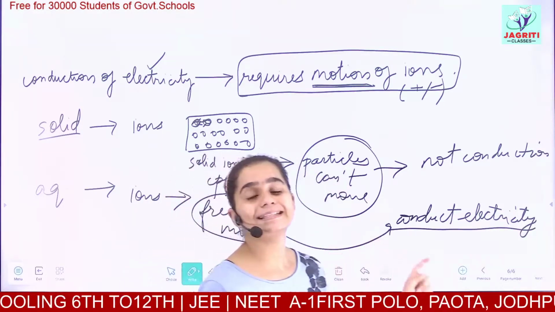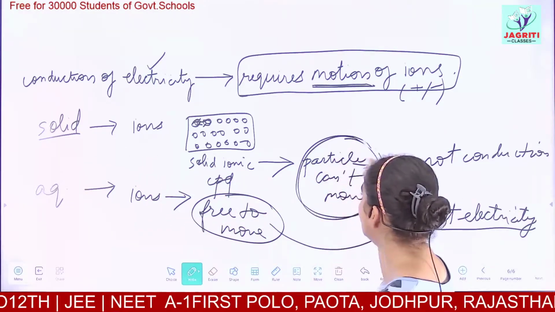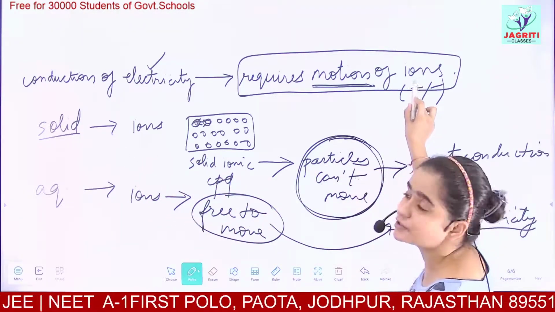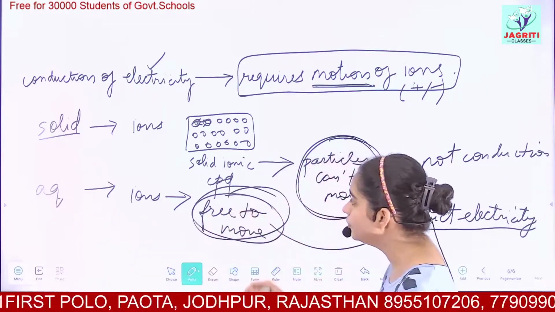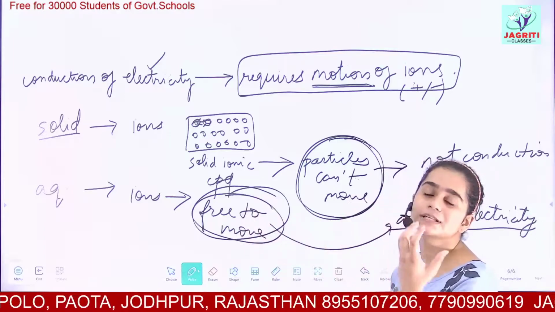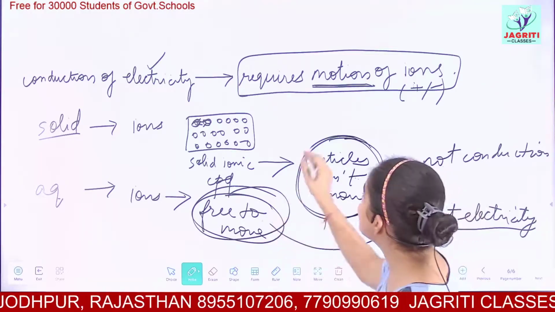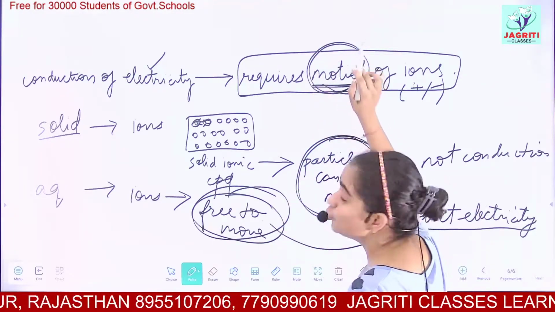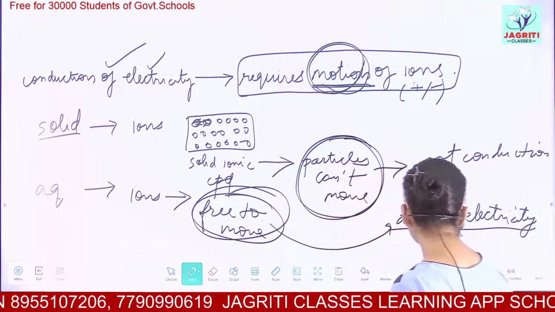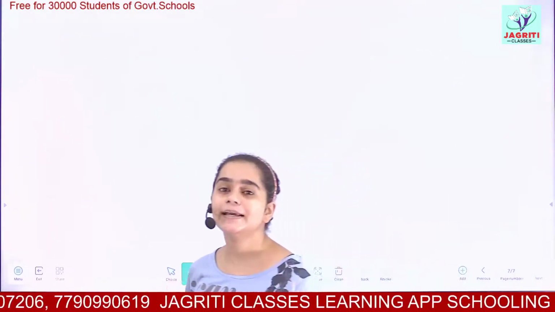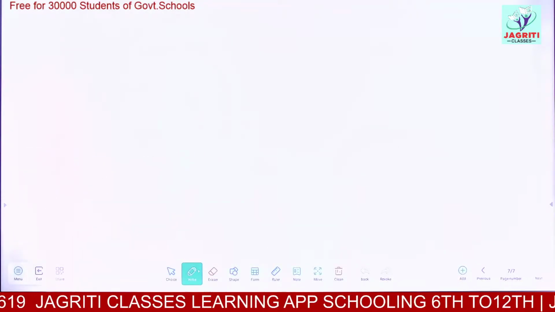I hope the reason is well clear. Because in solids the ions cannot move, and if they cannot move, they cannot conduct electricity. But in aqueous medium, the ions are free to move, because you know in liquid state the forces are less compared to solid, so they can move. And once they can move, if we have the motion of ions, then electricity will definitely be conducted. So this was the reason why ionic compounds conduct electricity in liquid state or in aqueous states.